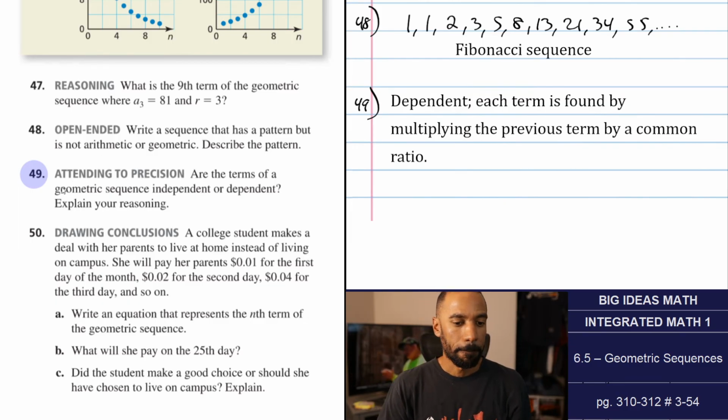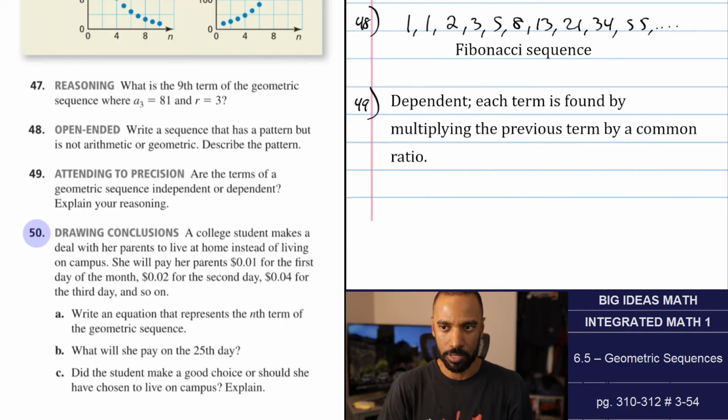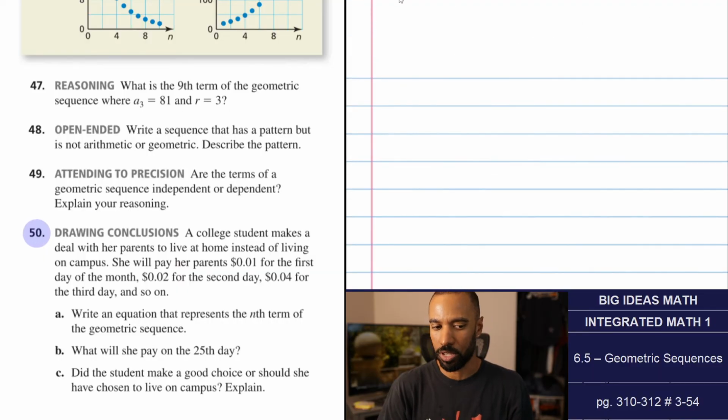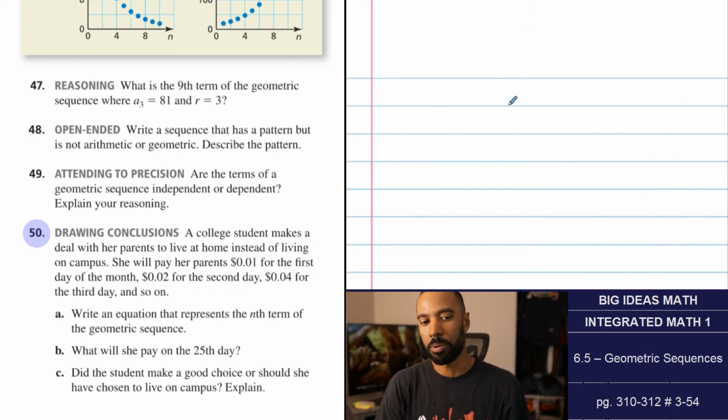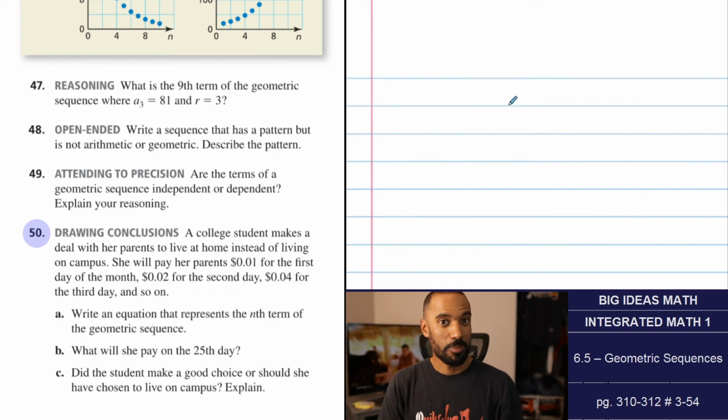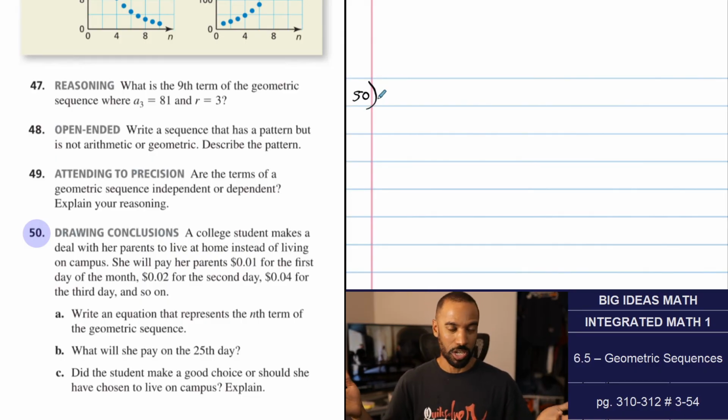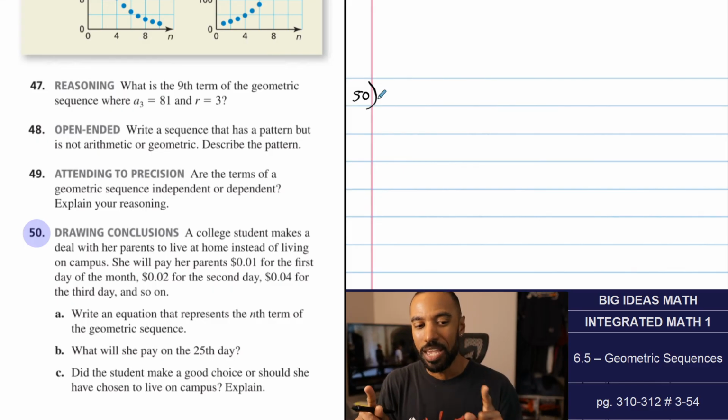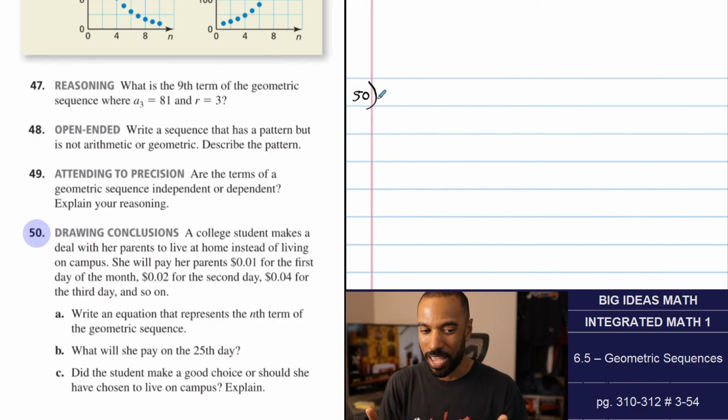All right, number 50. Drawing conclusions. A college student makes a deal with her parents to live at home instead of living on campus. She will pay her parents 1 cent for the first day, 2 cents for the second day, and 4 cents for the third day, and so on.